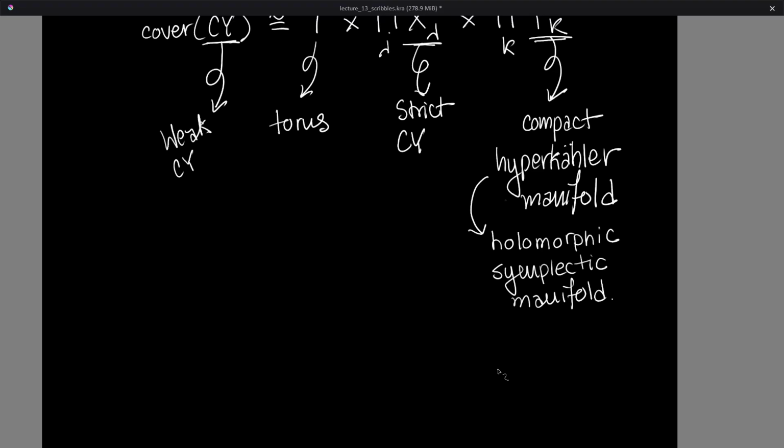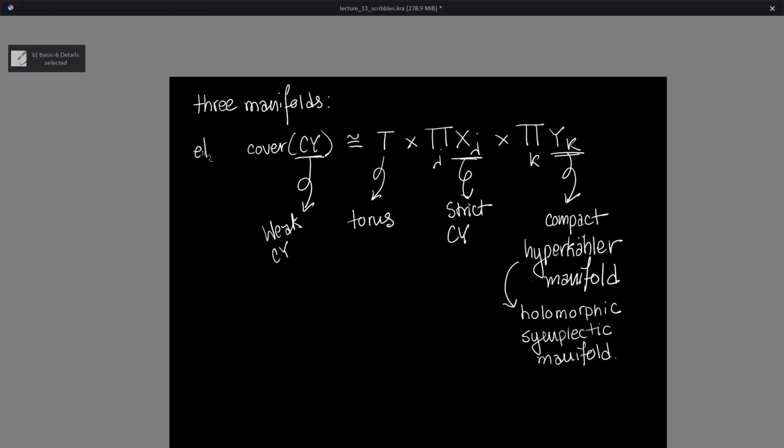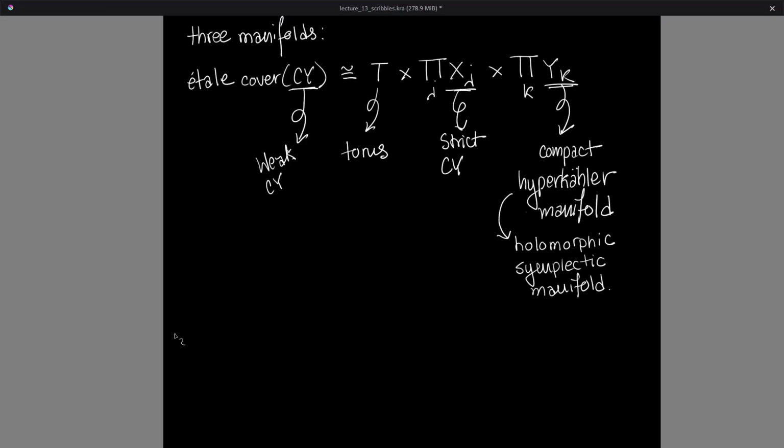And what that means is that it's a simply connected manifold that is also symplectic. So it has a symplectic form, and that symplectic form is holomorphic, and it's unique up to a scalar multiple. So that's what you call a compact hyperkähler manifold. And we know that any étale cover of a Calabi-Yau must be decomposable into a product of these three kinds of manifolds: a torus, a strict Calabi-Yau, and a compact hyperkähler manifold. So this is what we call the Beauville-Bogomolov decomposition theorem. So that's property number 2.